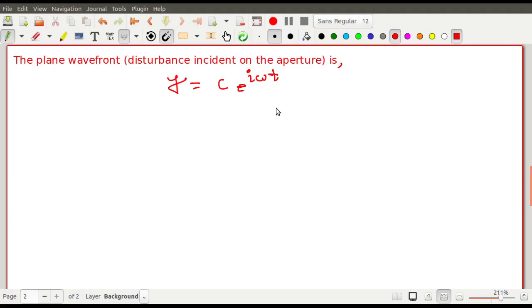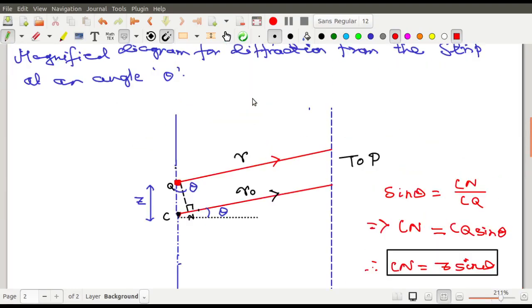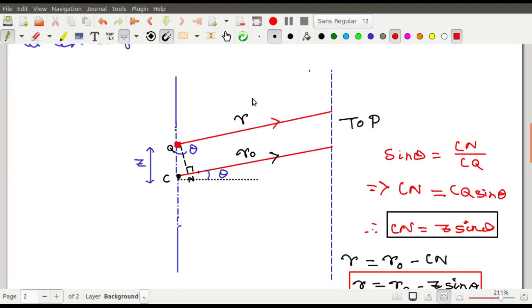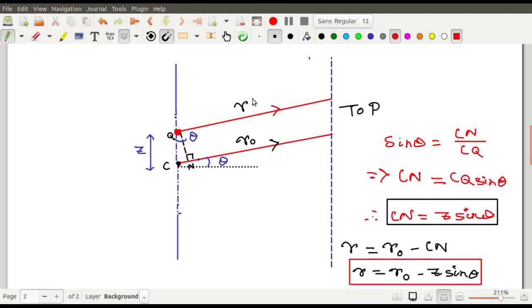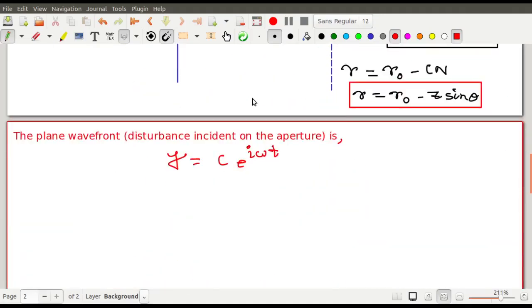We take it this way: c e to the power i omega t. So this is our strategy to consider this one. Now you see that this is a two-dimensional aperture, so I need to consider its effect per unit area. In the last classes I used to consider the disturbance incident per unit width of the slit, but today I will consider it per unit area, right? Where some of you had some confusion, I have clarified that also.